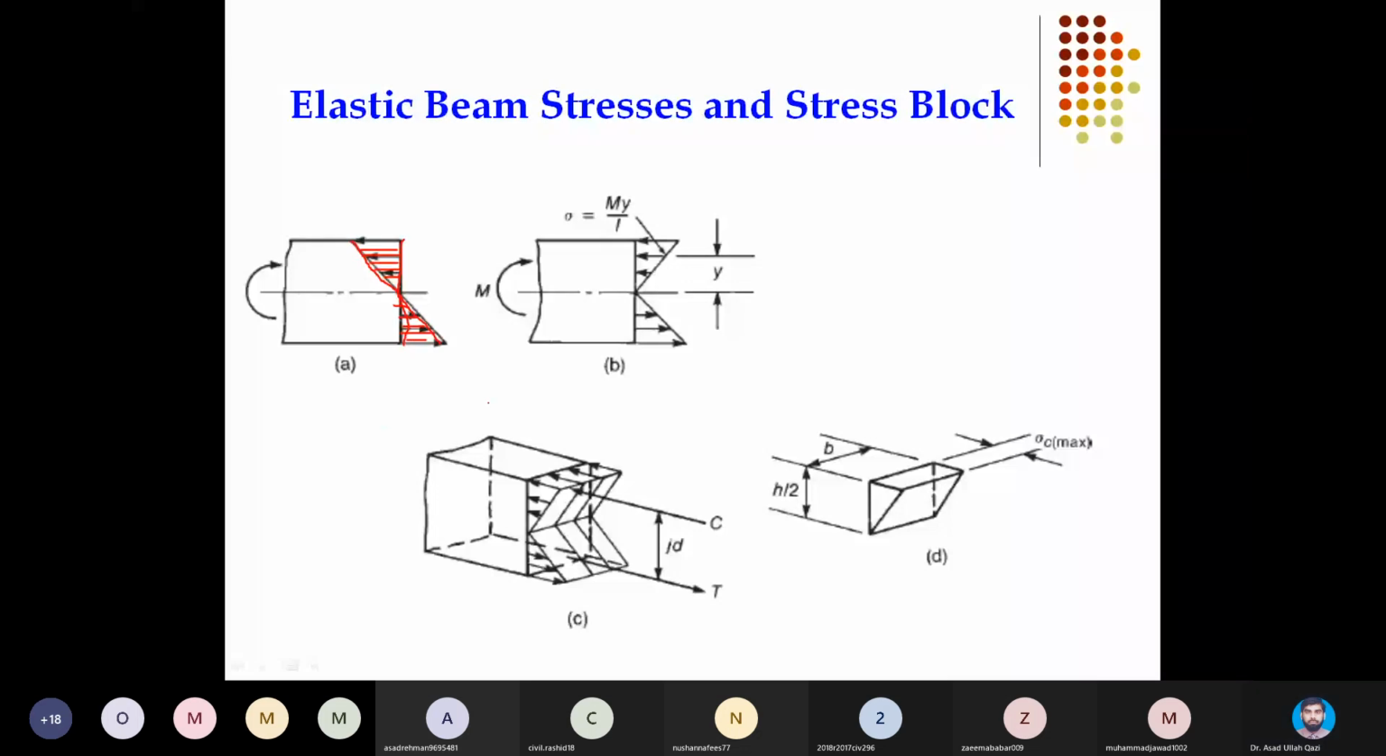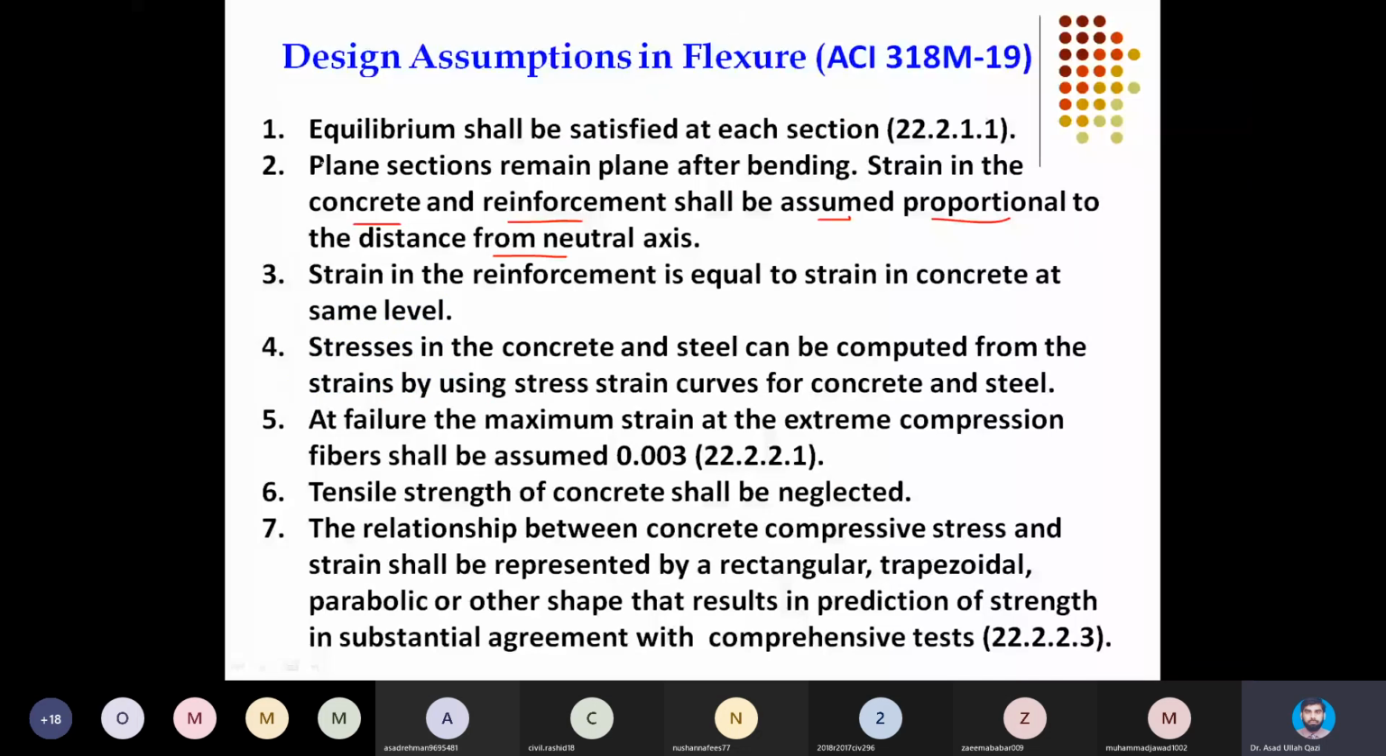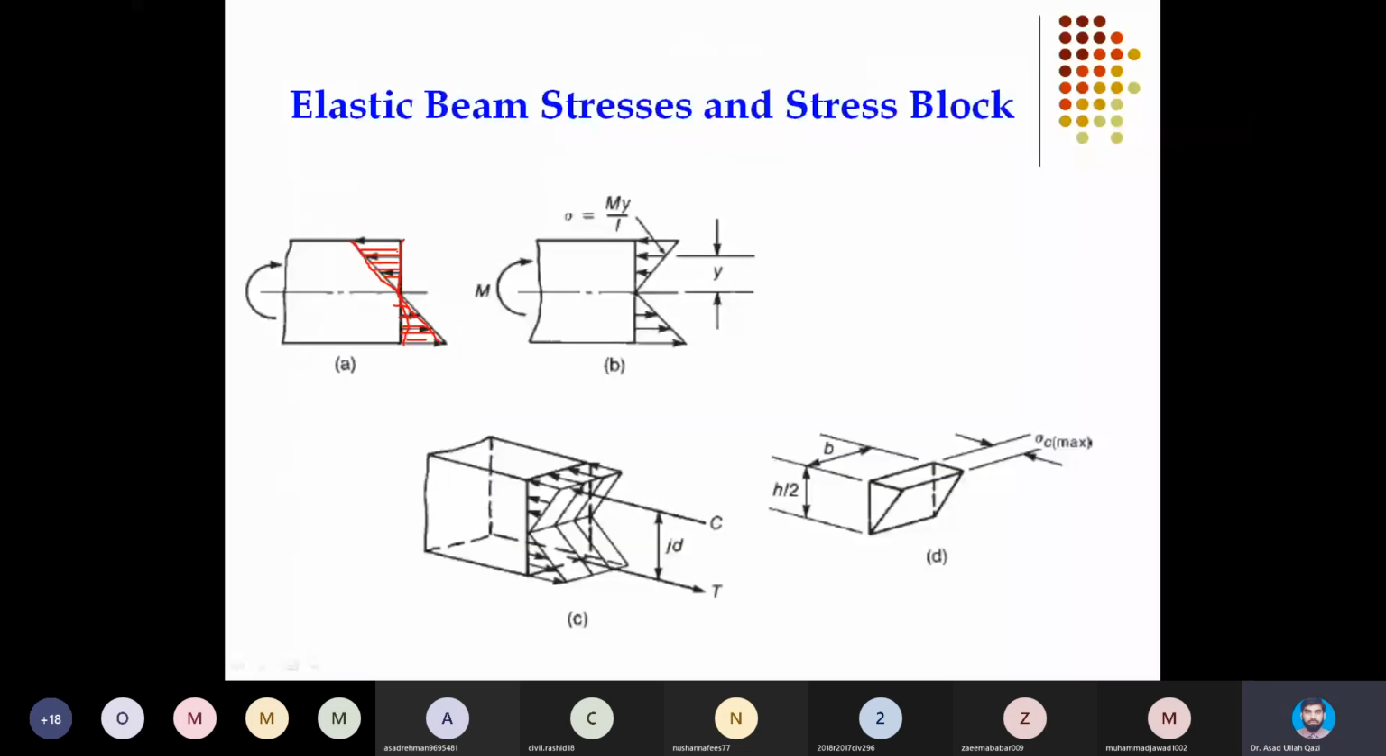And it is further stated that strain in the reinforcement is equal to the strain in the concrete at the same level. So in this picture, if steel is present over here on the tension side, the steel bars and the concrete surrounding them will have the same strain. So strain is proportional to the distance from the neutral axis, and whether it is the concrete or steel at that place, both will get the same strain magnitude.